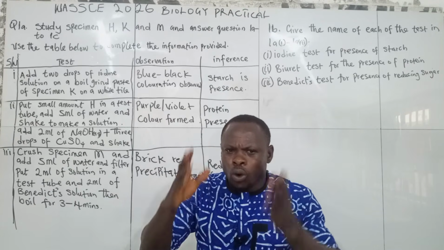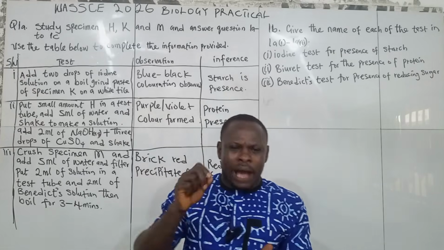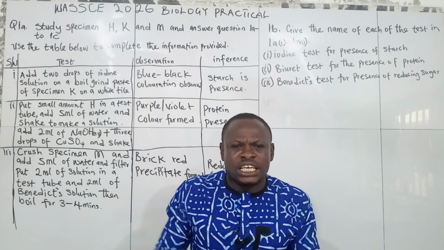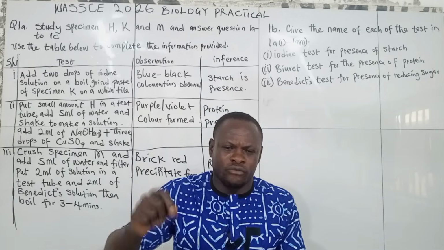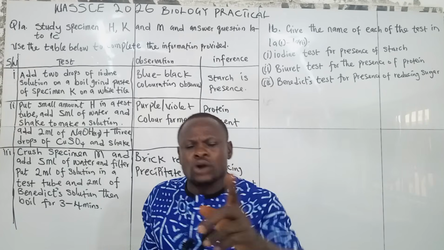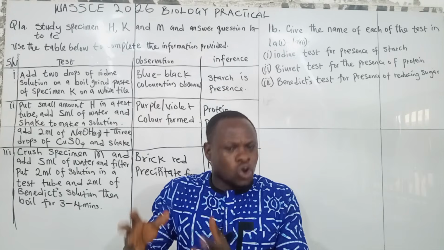When you add water, what next? You are going to add your aqueous sodium hydroxide. When you add aqueous sodium hydroxide, you shake. After shaking, you now add your copper(II) tetraoxosulfate(VI). When you add your copper(II) tetraoxosulfate, what you are going to observe is either a purple or violet color.